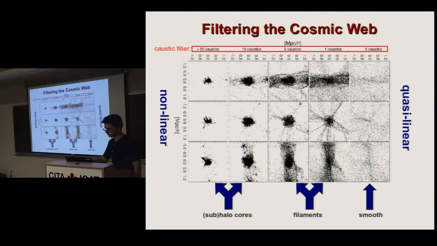Is that a slice or a projection? That's essentially, if I remember correctly, a projection of 1 megaparsec thickness. So it's just one cube of 1 megaparsec size, and these things are projected. So they're filamentary? Yeah, they're filamentary. Then why do you say they're sheets? Why do you say they're surfaces?